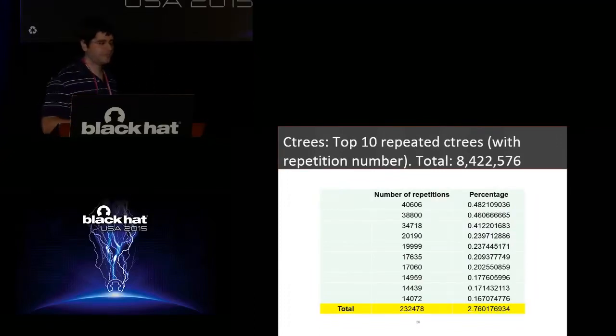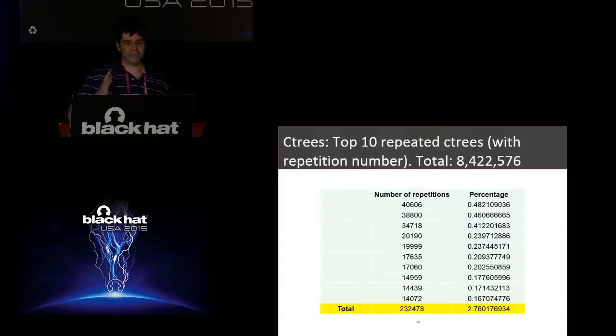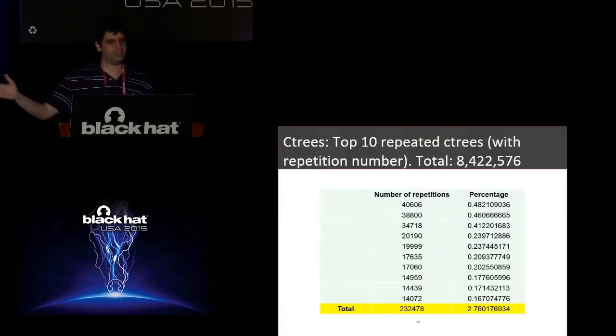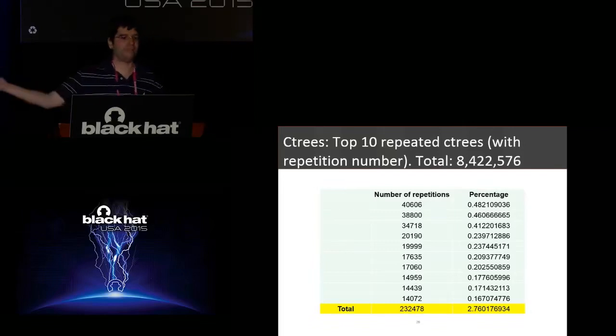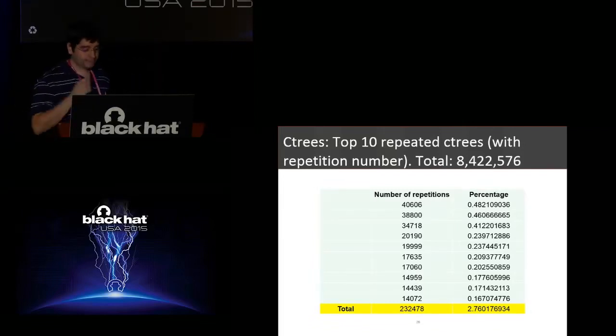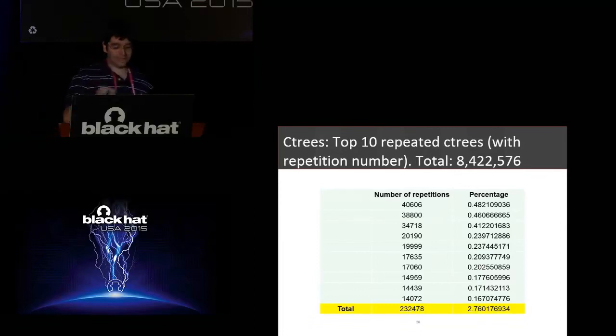Now regarding C-trees, we limited the analysis to 8.5 million C-trees, more or less. This is what we analyzed much more. We have all of the information for all the results we're going to share, but for this part, just consider the first 8.5 million, because this is a huge number. There is something interesting here. Here are the top 10 repeated C-trees. C-trees with 40,000 repetitions is around 0.48%, and so on.